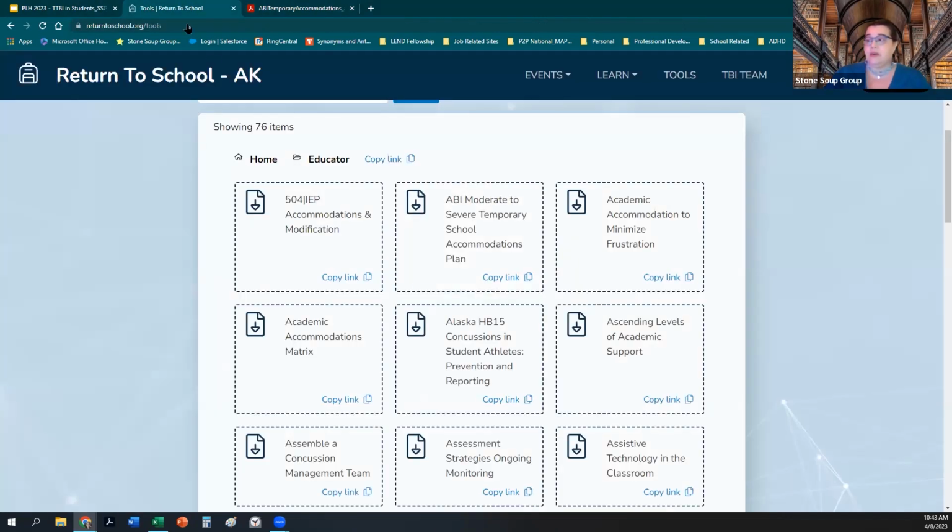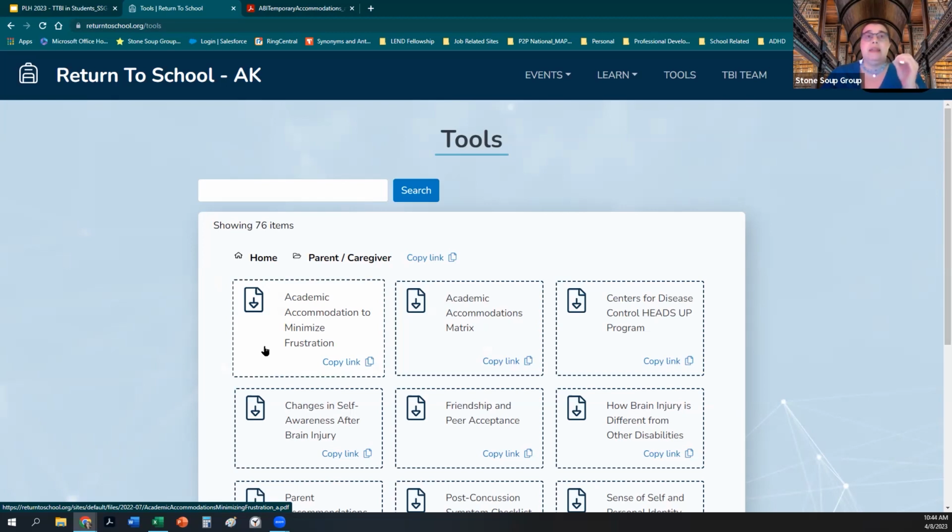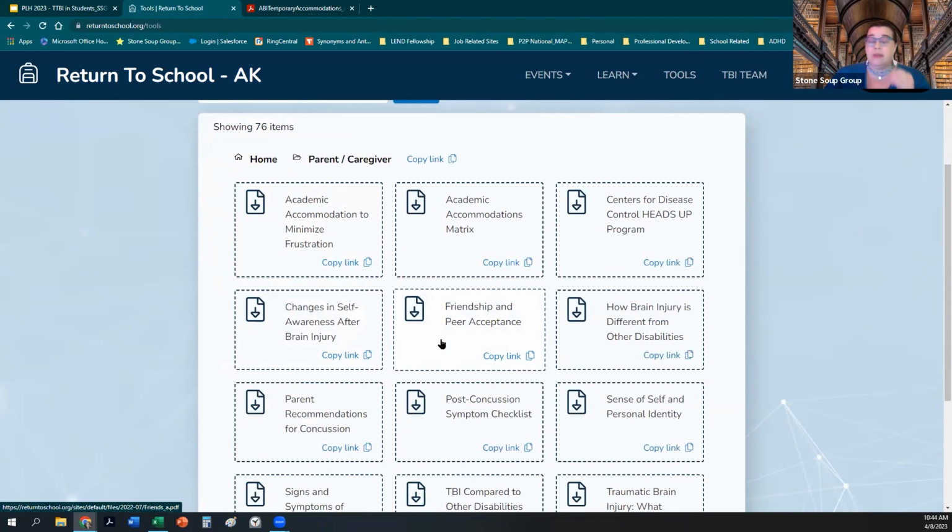Another thing that is really cool is under the parents section. They have academic accommodations to minimize the frustration, because frustration is really strange. It's like when you get a concussion, your ability to handle frustration drops to zero. You have no patience. You have no ability to handle disruptions. It's really, really hard. They also talk about friendship and peer acceptance and how brain injury is different from other disabilities.